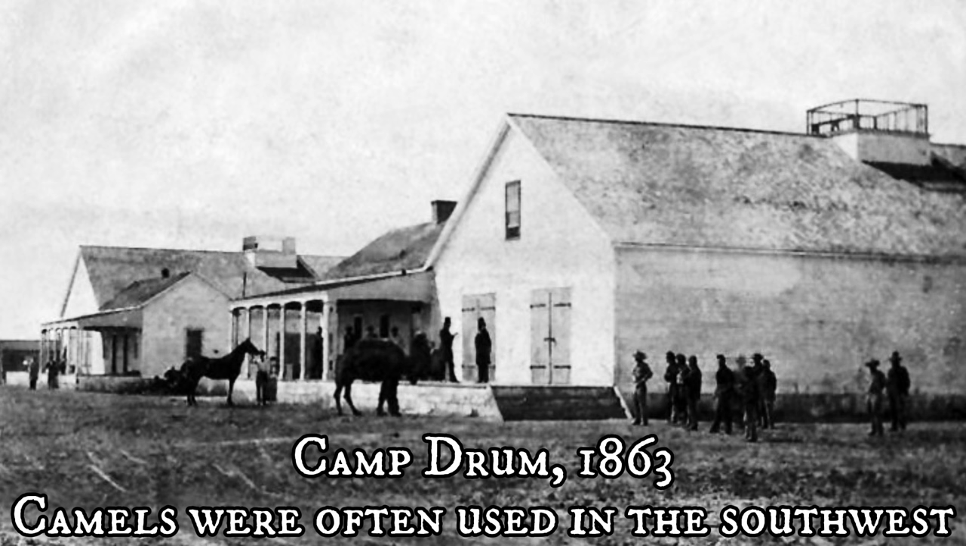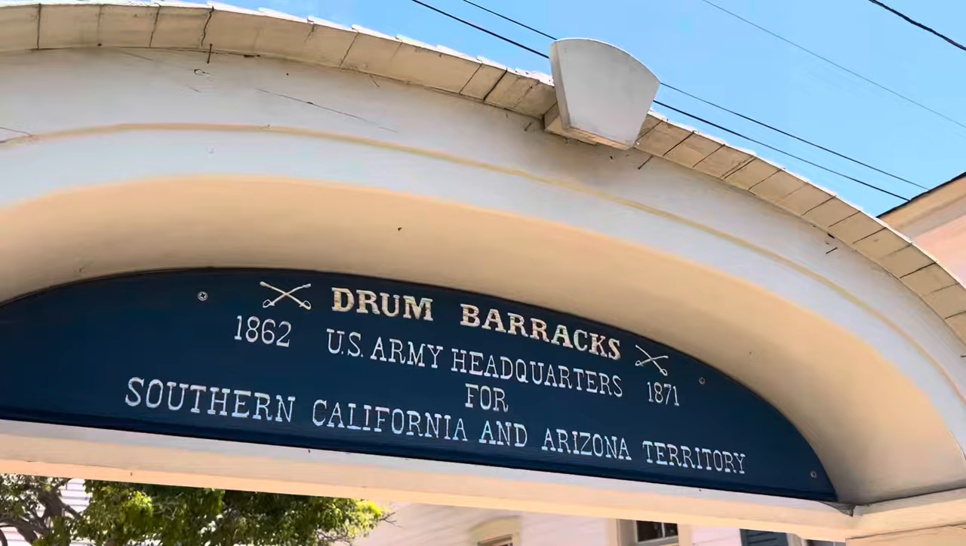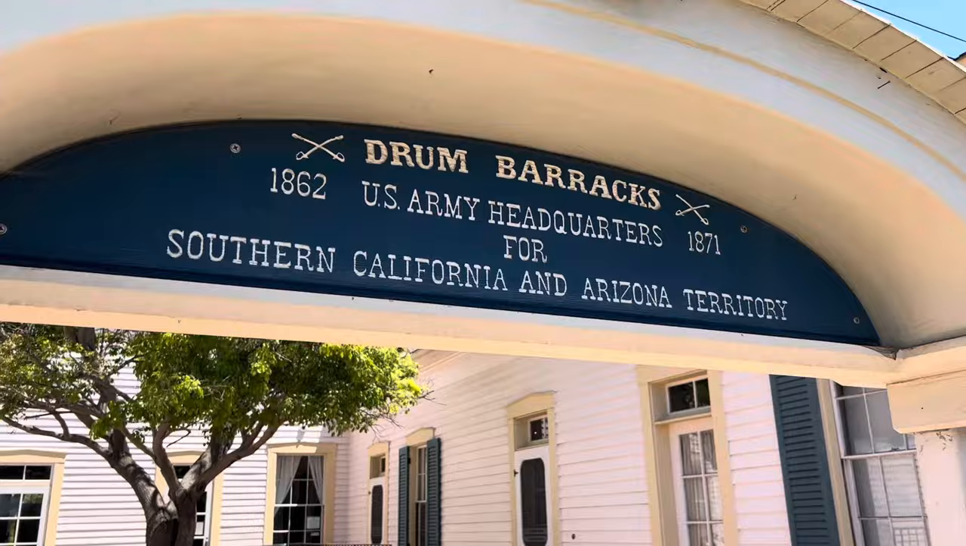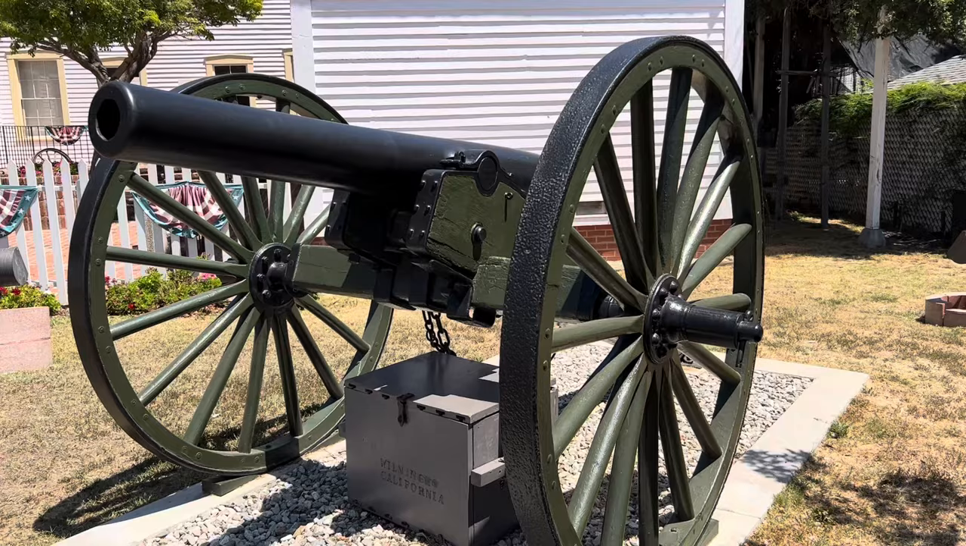Today, they don't allow photos or videos inside the museum, but I will say if you're ever in the area, it's definitely worth checking out. They have a Gatling gun, a lot of other artifacts and exhibits that explore the history of California and its role within the American Civil War. And of course, the cannon on display out front. Though Camp Drum closed in 1871, it has been open to the public as a museum since 1987.